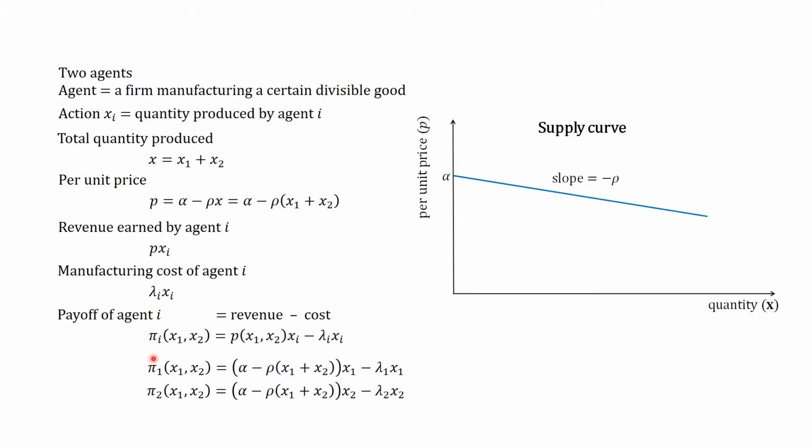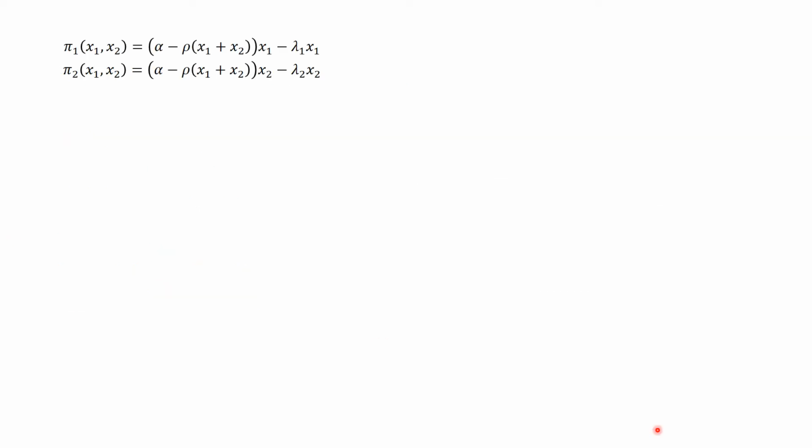And since we have two agents, we let i equal 1. We get this expression for the payoff of agent 1, and letting i equal 2, here we get this expression as the payoff of agent 2. So these are the expressions that we just obtained for the payoffs of agent 1 and agent 2. Once again, this alpha minus rho (x1 plus x2) is the unit price of the good, and the total revenue earned is the unit price times the quantity manufactured, that's x1, and this is the total revenue. And then the manufacturing cost is proportional again to the amount of divisible good produced, so we have to subtract that. This is the manufacturing cost, so this gives you the payoff.